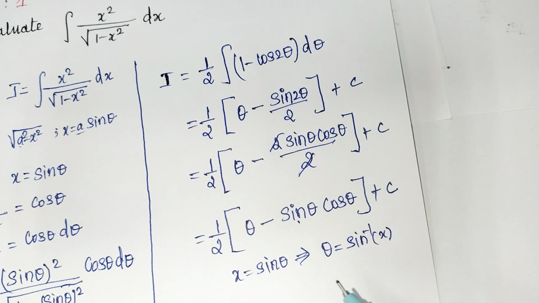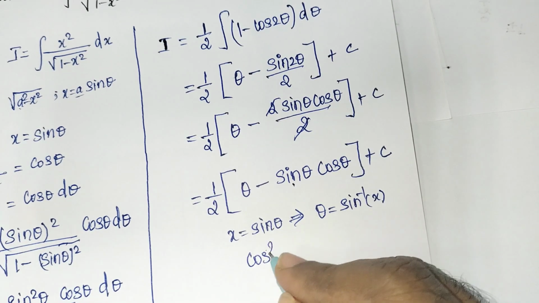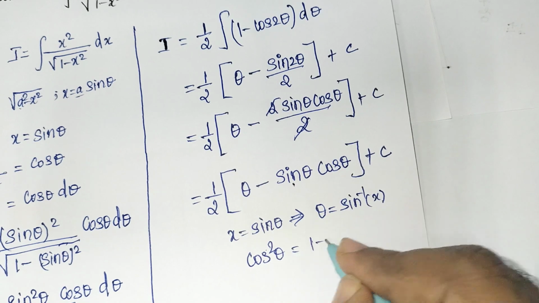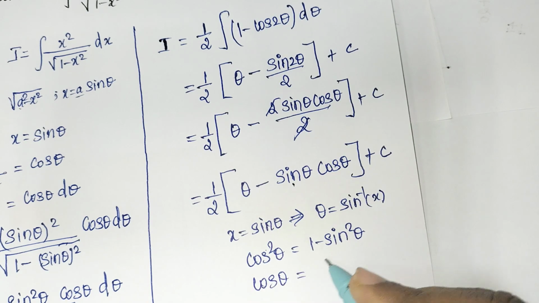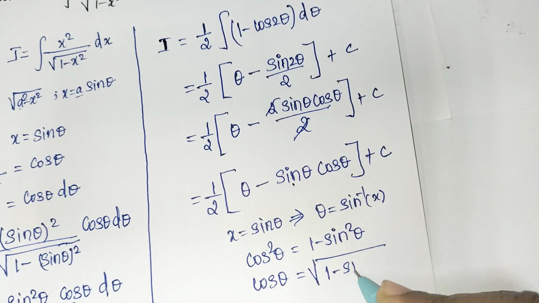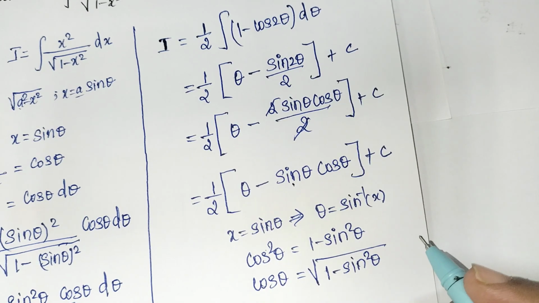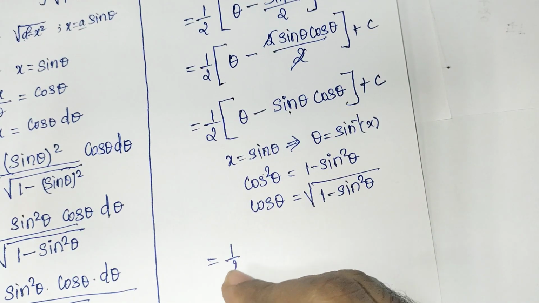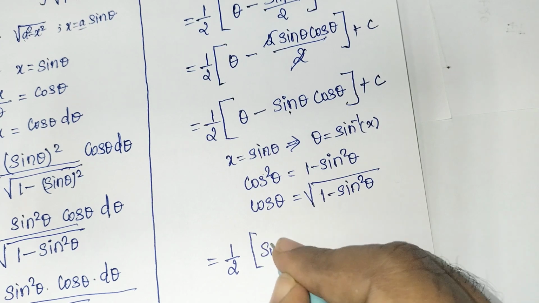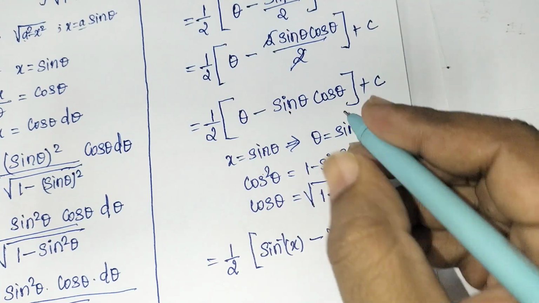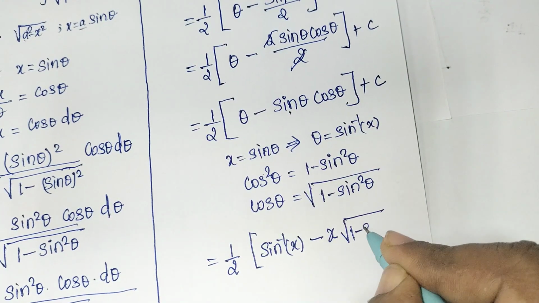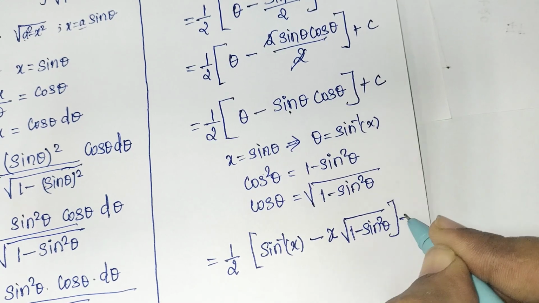Sin theta we can directly replace with x. Then cos theta, we already know cos square theta equals 1 minus sin square theta, right? That means cos theta equals square root of 1 minus sin square theta. Okay, here you can substitute those values: 1 by 2 theta, we can replace with sin inverse of x, and minus sin theta we can replace with x, cos theta we can replace with square root of 1 minus sin square theta, plus c, right?